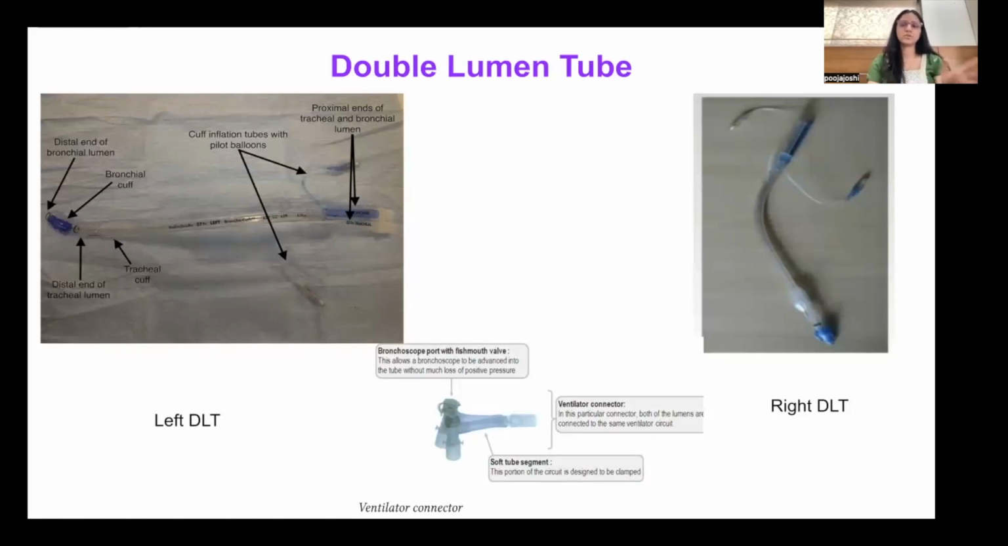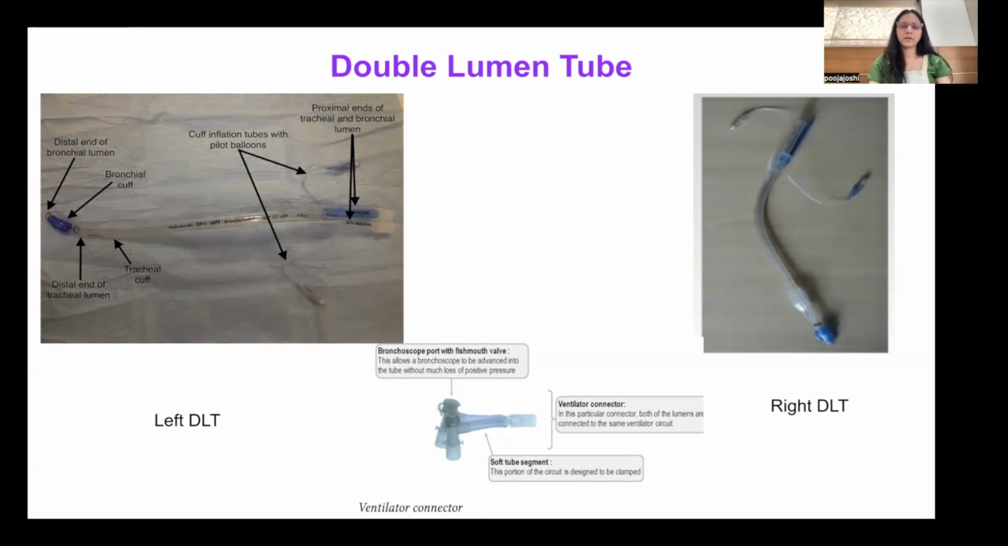This is a diagram showing the double lumen tube, the left-sided and the right-sided tube, due to the inherent differences between the right and left mainstem bronchus. Longitudinally, two semicircular tubes are molded and distally they are curved so as to facilitate the insertion inside the bronchus. There is a color-coded bronchial curve at the distal end in case of left-sided DLT with a blue-colored pilot balloon, and the tracheal cuff ends just above the distal tracheal lumen, which is white color-coded along with the same pilot balloon.